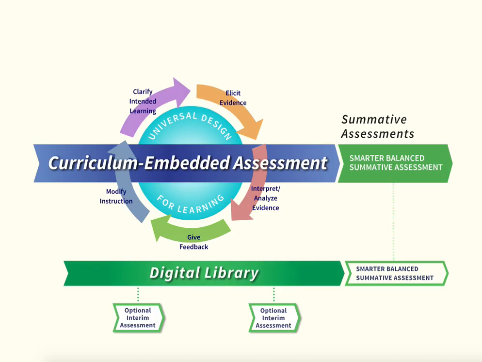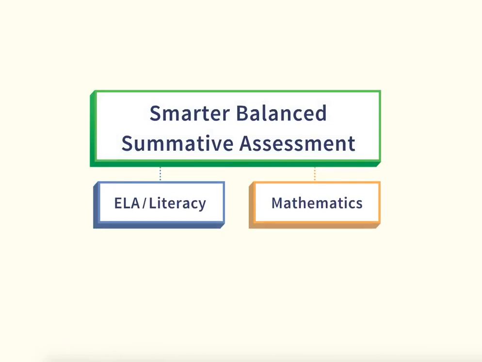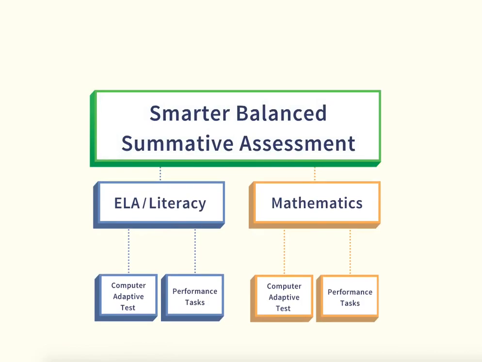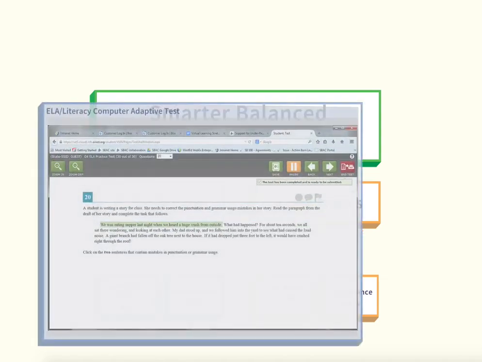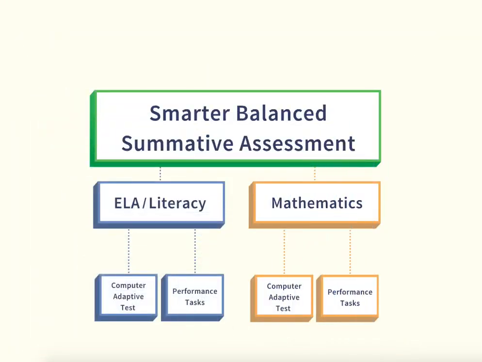There are two separate assessments that make up the Smarter Balanced Summative Assessment System: ELA Literacy and Math. Both tests have two parts, the Computer Adaptive Test, or CAT, and a Performance Assessment or Performance Task. The CAT uses a variety of selected response and short constructed response items. These are screenshots of CAT items from the online practice test, which are publicly available at smarterbalanced.org, where there is one full practice test for each grade level.